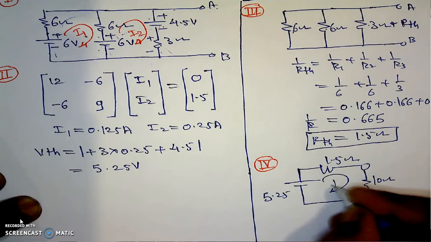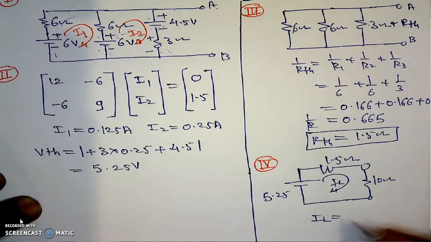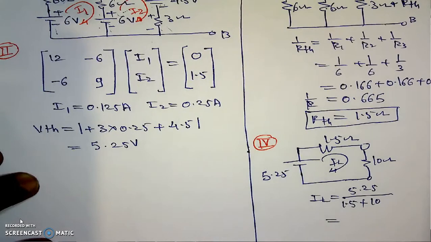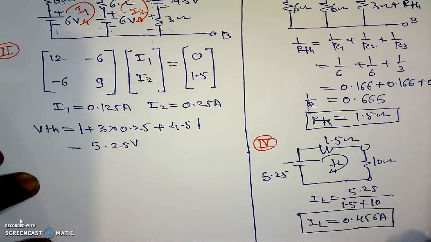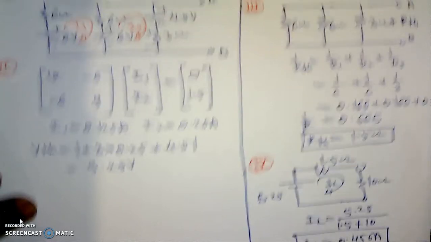Now here we can calculate its load current, that is IL. VTH 5.25 divided by RTH 1.5 plus RL, which is 10. In this case, 5.25 divided by 11.5 is equal to 0.456. This is the current, 0.456 amperes, flowing through the load resistance by using Thevenin's theorem. That's it for this kind of thing.